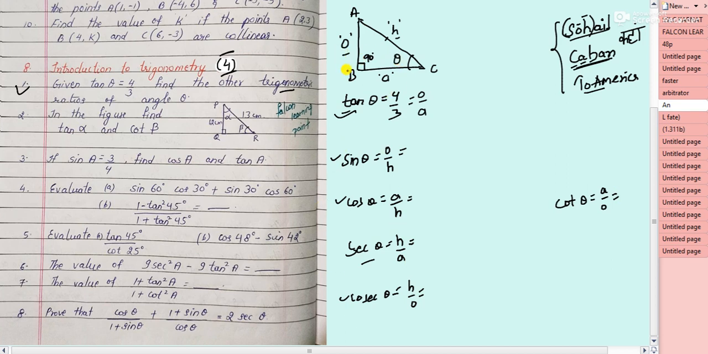Now using this data, we have the value of O. What is that? 4, right? And A as how much? 3. What about this? So you can find it using Pythagoras theorem.